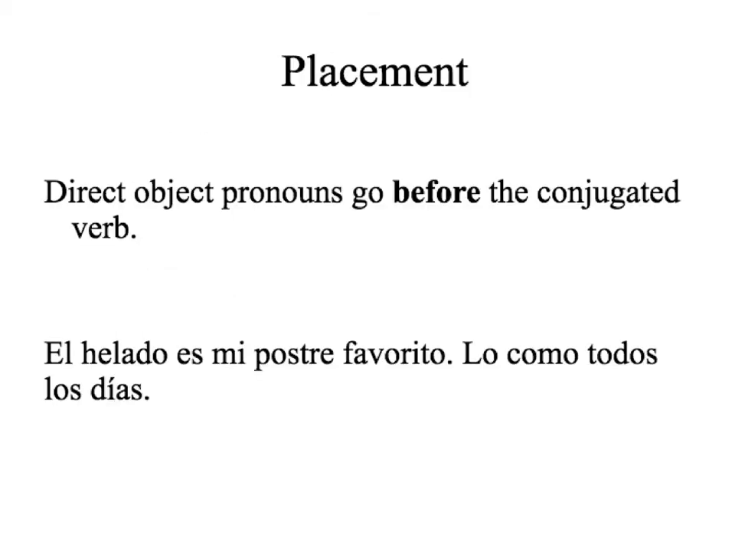One aspect of these direct object pronouns that may seem somewhat different to us is their placement. In Spanish, they precede. That is, they go before the conjugated verb. Let's look at this example. El helado es mi postre favorito. Lo como todos los días. So here the verb is como, and the lo is the direct object pronoun, the it. It's referring to el helado, but you see its placement is before the verb.